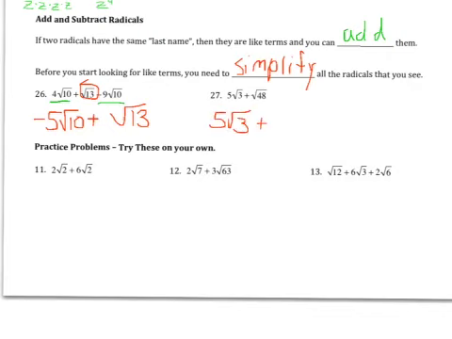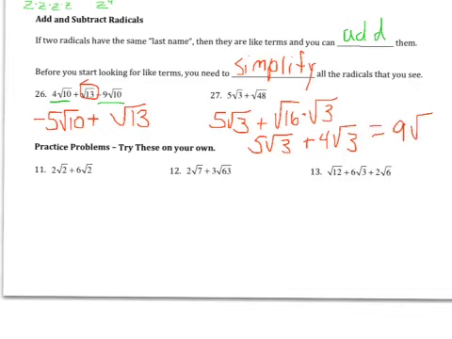But we know that 48 is the same as 16 times 4. Oh, no, I'm sorry. 16 times 3. So that is going to turn into 4 root 3. So now we have 5 root 3 plus 4 root 3. They both have the same last name. So our final answer is 9 root 3.